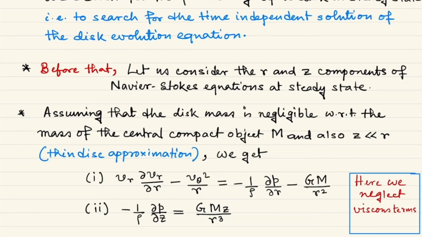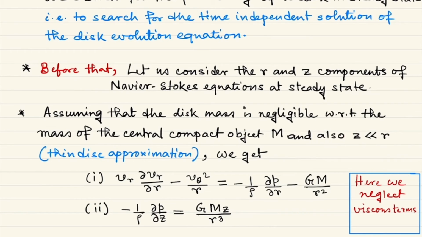So I'm repeating this thing. This one was the radial component of the momentum equation. This one was the Z component of the momentum equation. And in this one, as the Vz is 0, this simply says that the pressure gradient force is exactly balanced by the gravitational force, although here the gravitational intensity is calculated under this approximation, Z is very less than R.